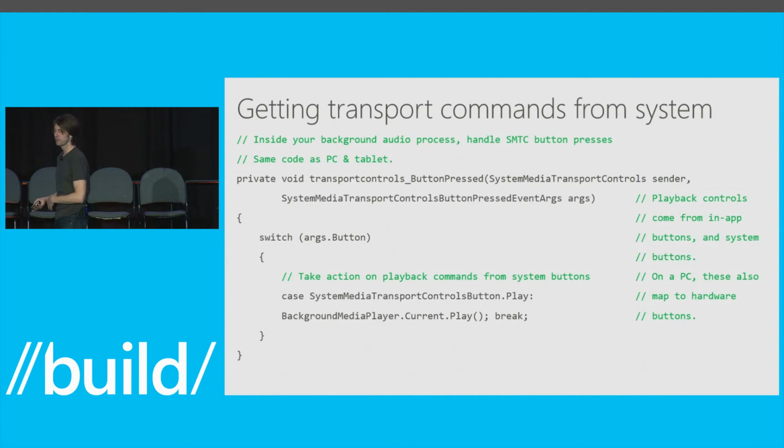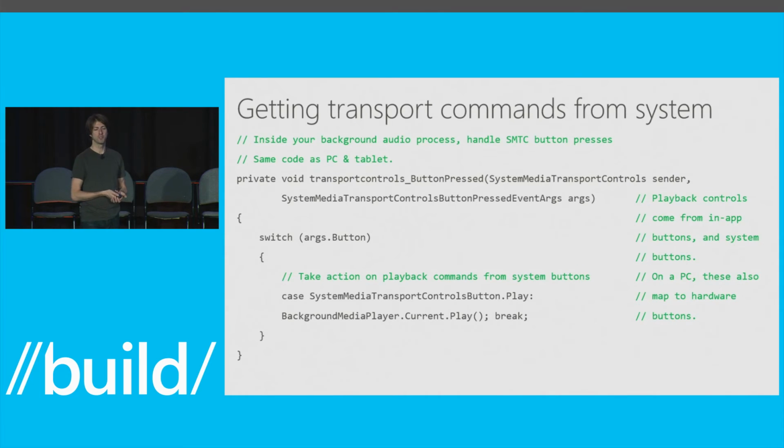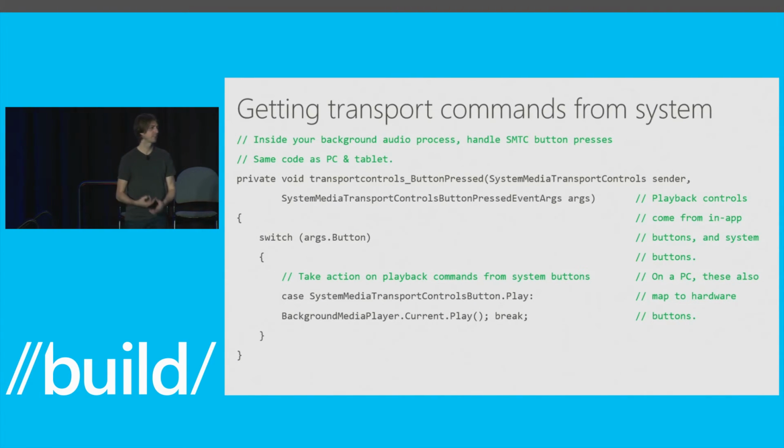Getting transport controls from the system is the same as how you'd implement it across all of our devices. You essentially create a system media transport control, and you handle the arguments that are passed in specifically from the button press. And whether it's a software button press, like you'd only see on a phone, or you're on a PC and you have hardware buttons, or, for example, you have a Bluetooth remote control, all of those button presses are passed into the app in the same way.